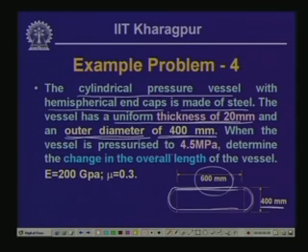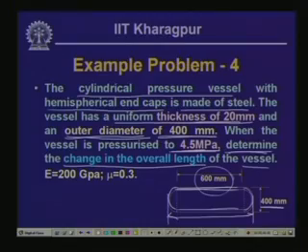Now, when the vessel is pressurized to 4.5 megapascal, determine the change in the overall length of the vessel. This is the length of the vessel originally. We will have to compute how much increase in the length occurs because of this internal pressure of 4.5 MPa exerted on the vessel. So, this is what is to be computed: the change in the overall length of the vessel. The value of E is given as 200 GPa and mu is 0.3.